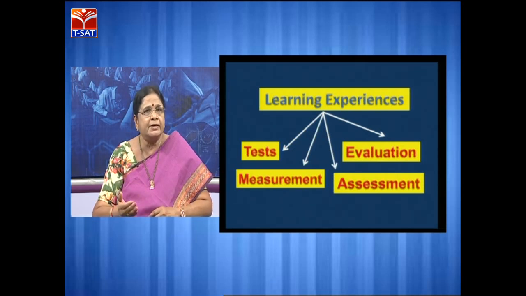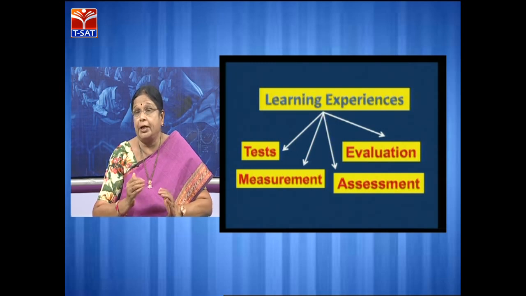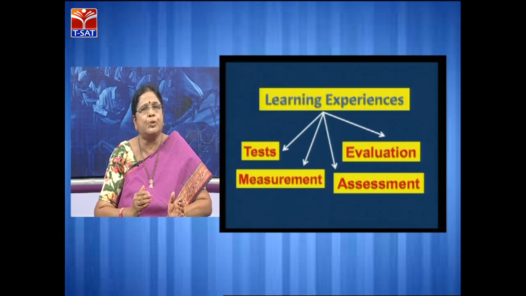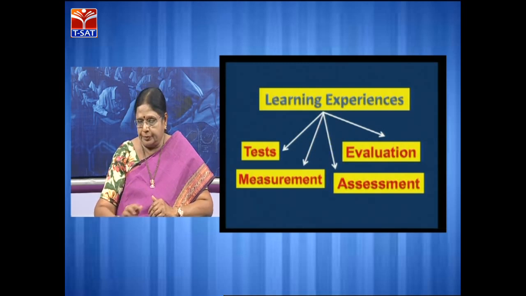In an evaluation, we use different tools. There may be a slip test, there may be, now we are not calling it unit test, we are calling it formative test 1, formative evaluation 1, formative evaluation 2, formative evaluation 3, and formative evaluation 4. Then we have summative evaluation 1 and 2, which we will talk about as we proceed. So, the teacher is assessing the progress of the learners throughout the year.